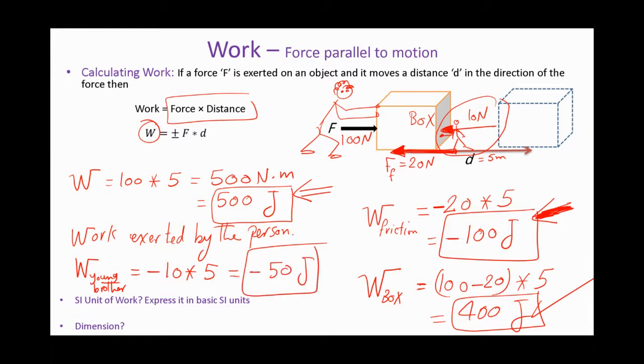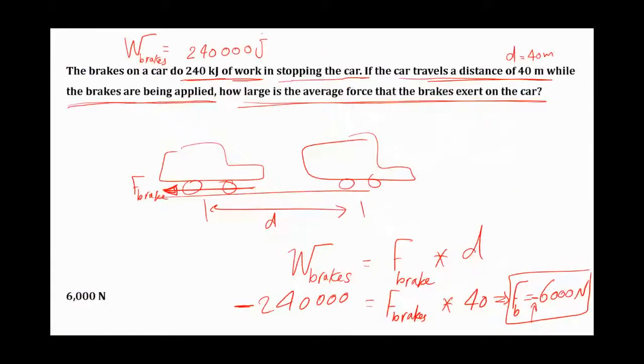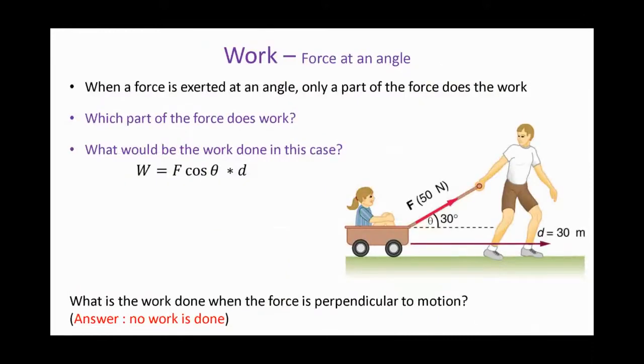So that means what? The work delivered to the box now becomes what? It's now less than 400. It becomes 350, because you lost another 50 joule because of your young brother. Okay? Understand it now? So any resistance is considered negative. Yes.